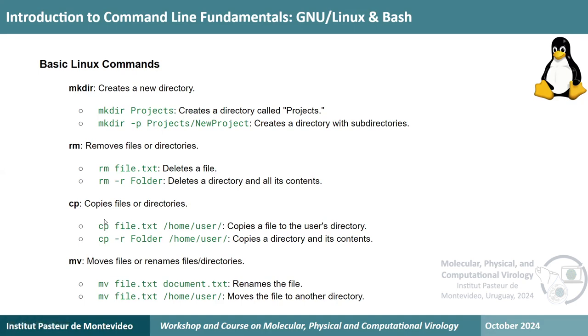So let's start with mkdir, which creates a directory. This example is straightforward: it creates a new folder called projects in your current location, and it's perfect for organizing related files. Another possibility is to use mkdir with the minus p flag. This flag creates both the parent folder and the new projects folder inside it, if neither exists yet. So it's a great way to create nested directories all at once.